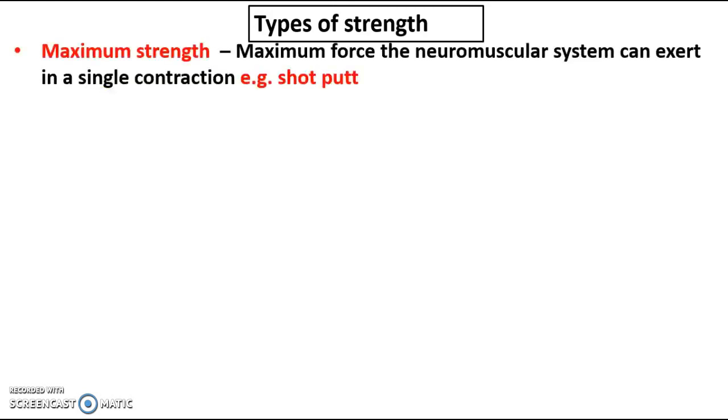Starting off then, maximum strength. This refers to the maximum force the neuromuscular system can exert in a single contraction. So you're thinking about things such as shot put in athletics, and it might be a 1 rep max in weight training, but ultimately it's the maximum force the neuromuscular system could exert in a single contraction. If you don't want to put neuro, and you feel more confident with muscular, you could just put muscular.